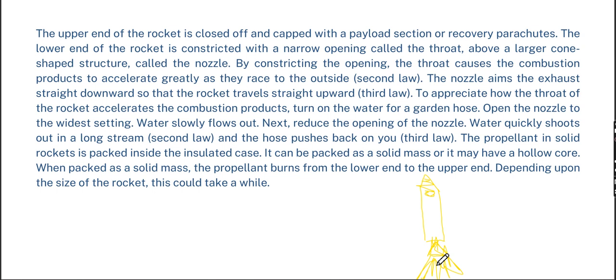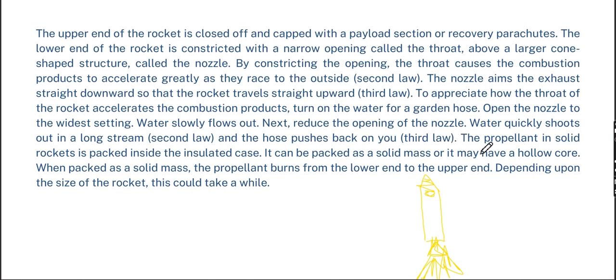To appreciate how the throat of the rocket accelerates the combustion products, turn on the water of a garden hose, open the nozzle to the widest setting, and the water slowly flows out. Next, reduce the opening of the nozzle. Water quickly shoots out in a long stream and the hose pushes back on you.